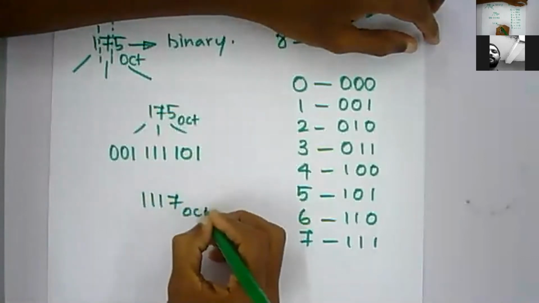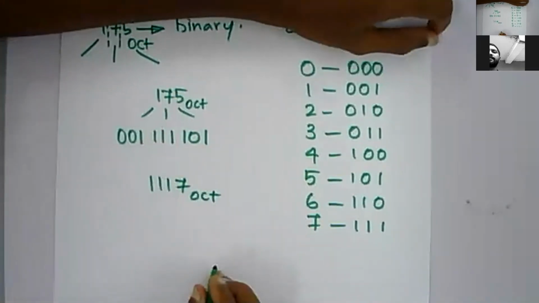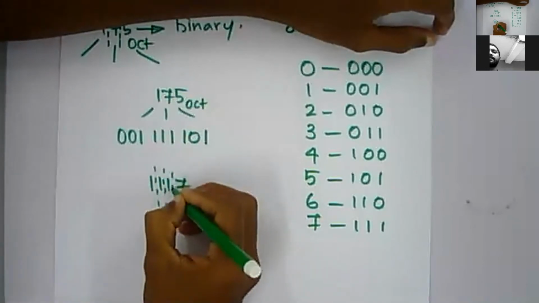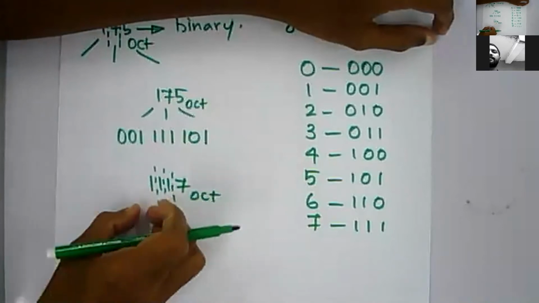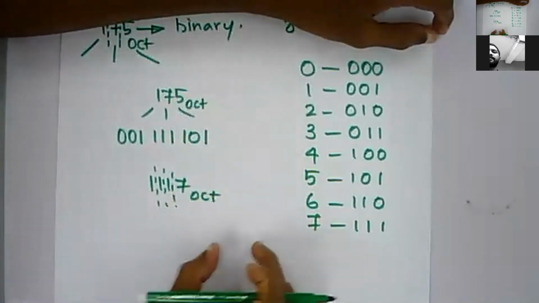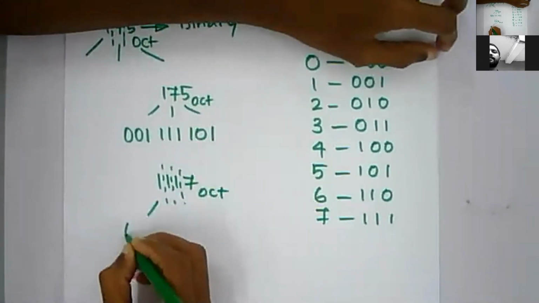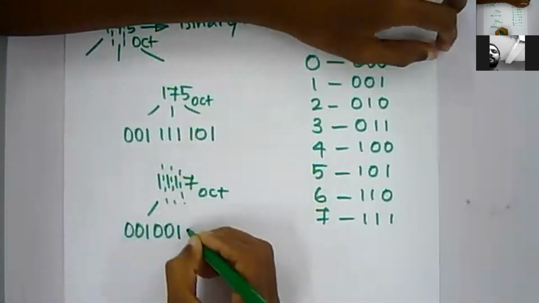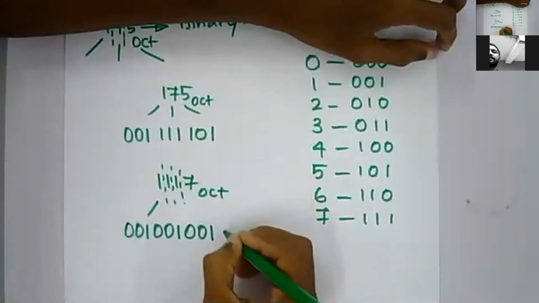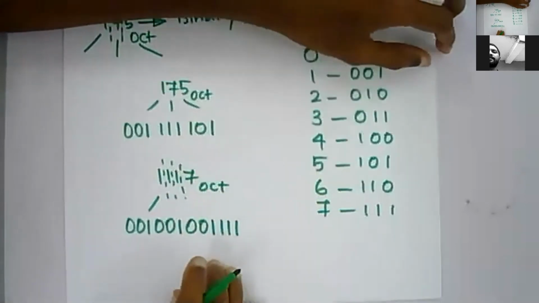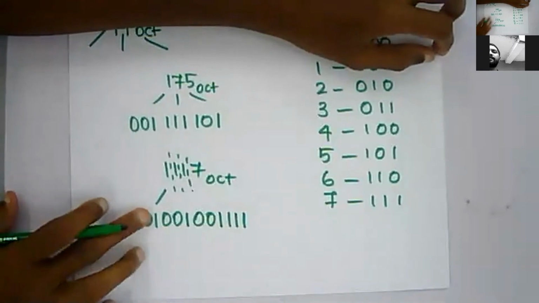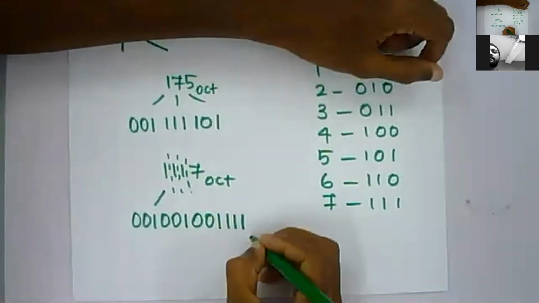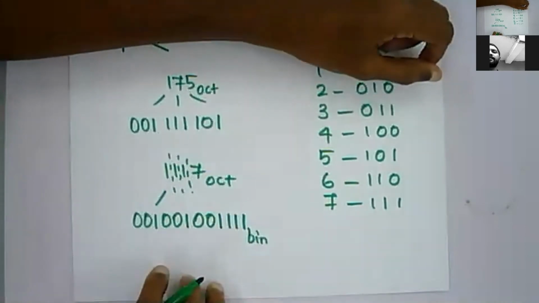For example, 1117 octal. Let's see how we can write this one. I have to divide it into 4 digits. Each digit has to be represented by its 3-bit equivalent. So this becomes 001, again 001, another 001, and this one becomes 111. These 2 leading zeros you can neglect, but not the other zeros. So that will be the binary number.